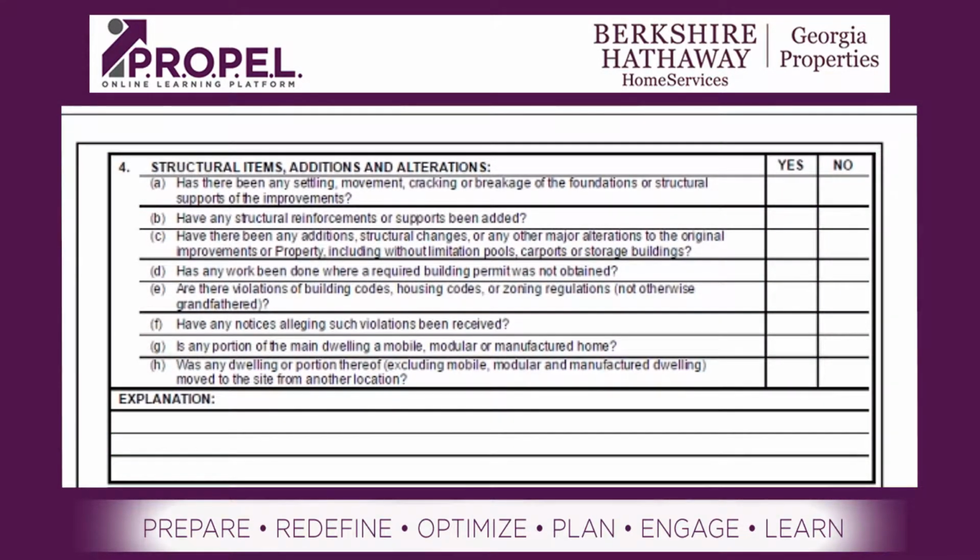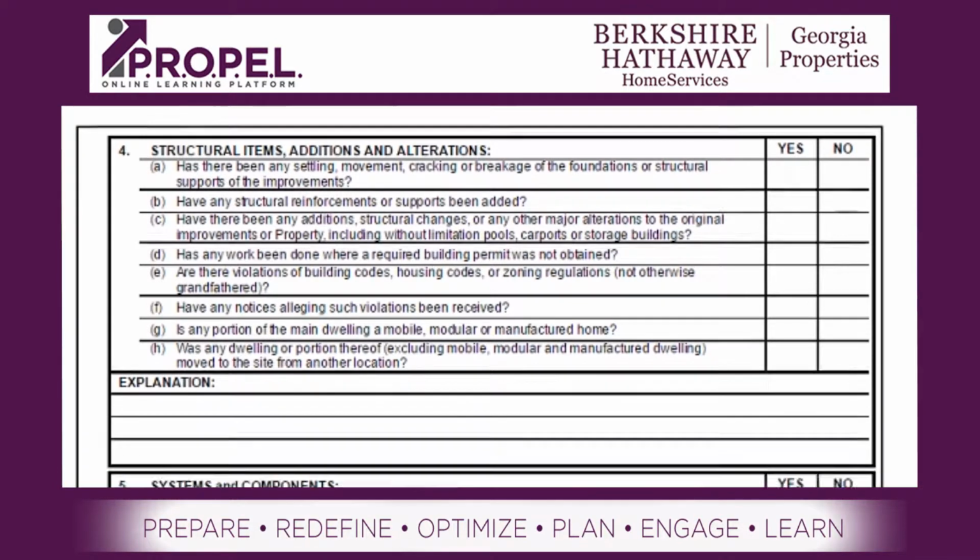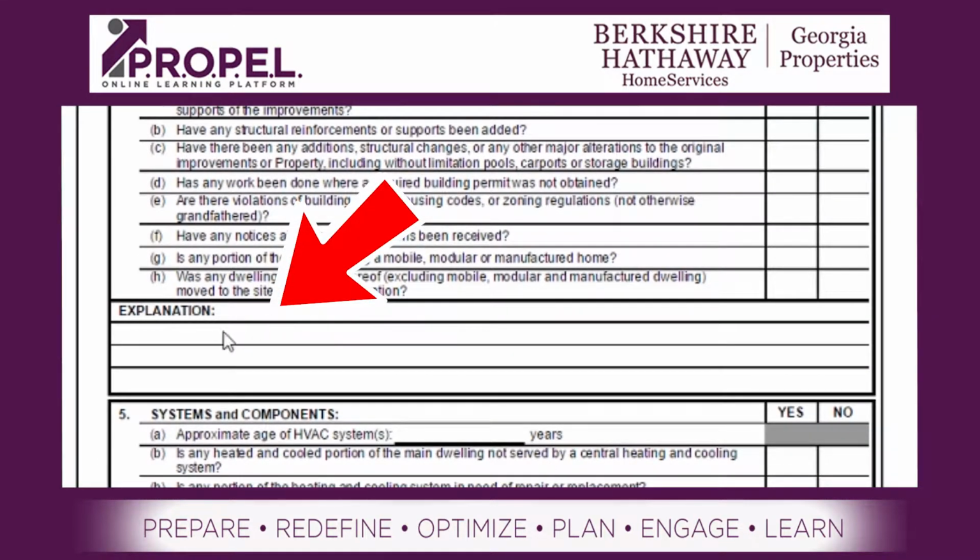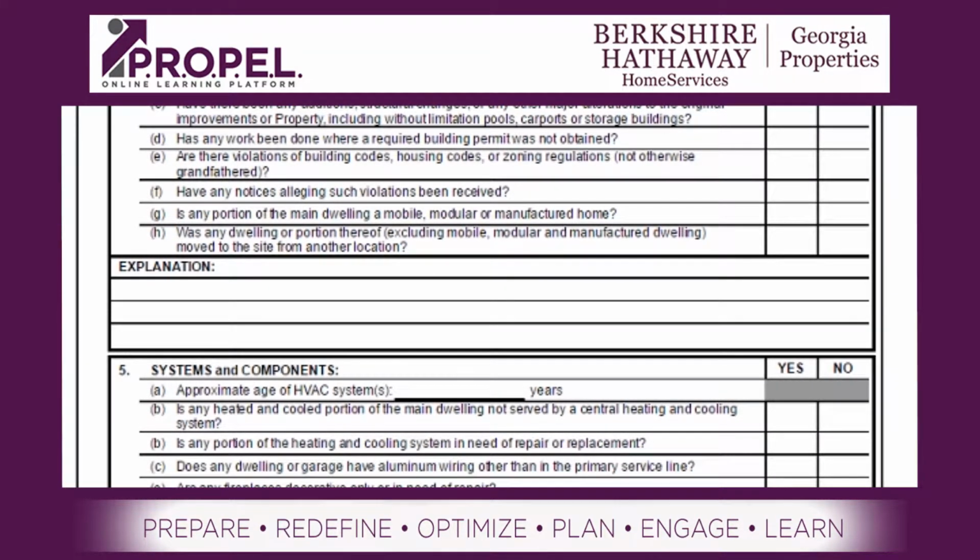All the questions are pretty self-explanatory, and if you look, for instance, under number 4, you'll see it talks about structural items and different things. So the first question is, has there been any settling or moving or cracking or breaking of the foundation of the structure? Obviously it's a yes or no. If you happen to put a yes in there, then in the explanation field you need to explain that. I can't even type on this form because it's designed for the seller to fill it out in person. But make sure they explain any questions that they answer yes to about any issues, so as to put any buyers at ease and to have honest answers on there.